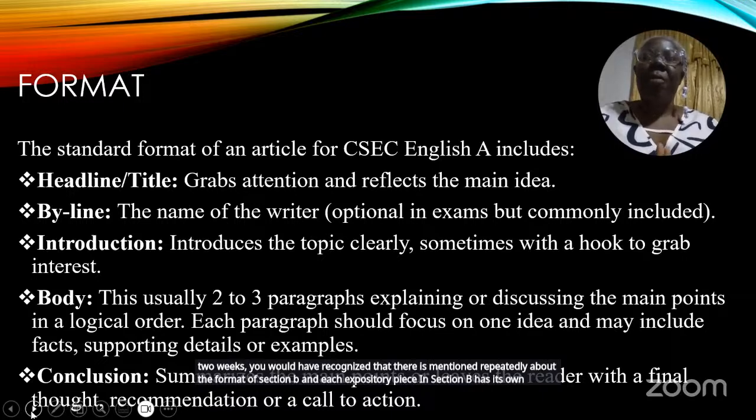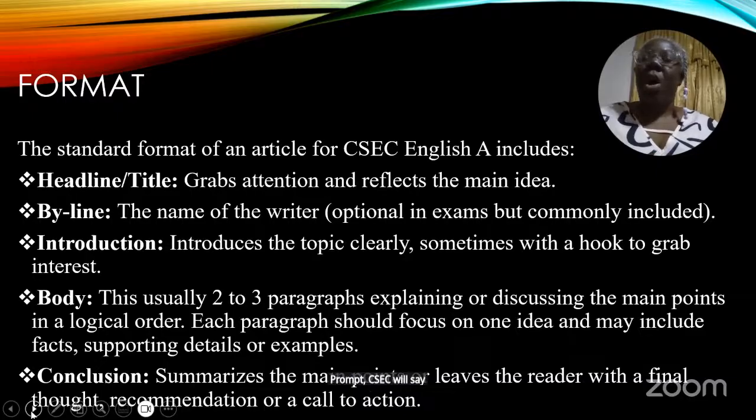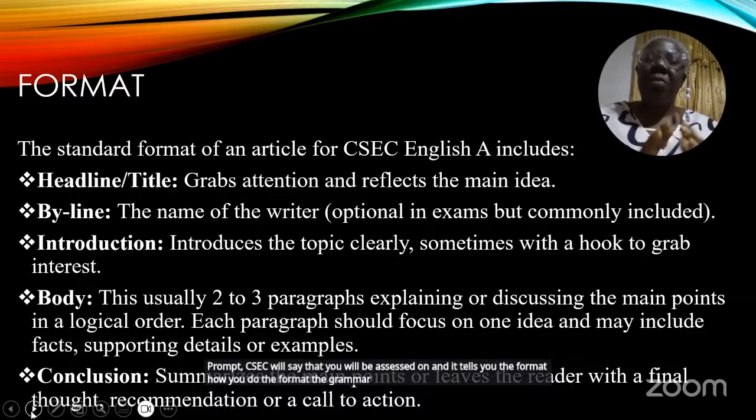And at the end of the prompt, CSEC will say that you will be assessed on, and it tells you the format, how you do the format, the grammar, and such. So the format is important. Standard format for an article.